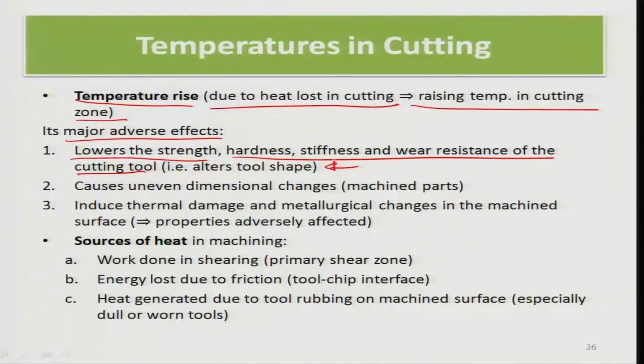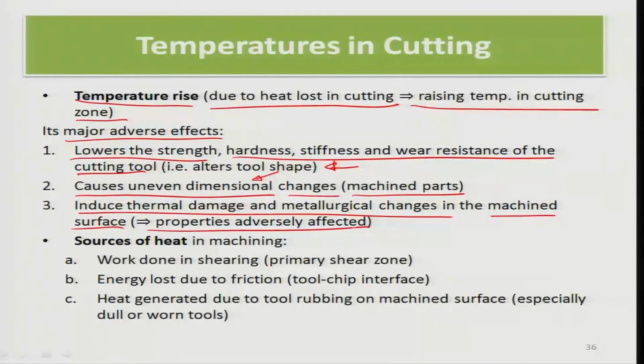Another important bad effect that temperature rise has is that it causes uneven dimensional changes, particularly in the machined parts. Think of it, all the metals are amenable to dimensional change when subjected to higher temperatures. They all have a coefficient of thermal expansion, and therefore there can be an overall change in the dimensions while the cutting process is on, which can again affect the assemblies into which these parts would be going after the machining operations are performed. They can also induce thermal damage and metallurgical changes in the machined surface. Properties get adversely affected because of that.